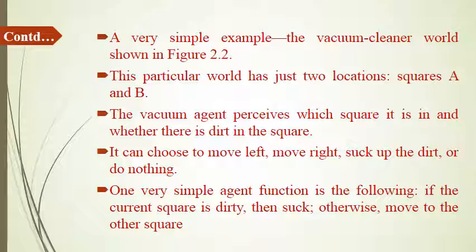So the vacuum cleaner performs certain tasks. It can move to the left or right, it can perform the cleaning, or it can do nothing. One very simple agent function is the following: if the current square is dirty, then perform the cleaning task, otherwise move to the other square.